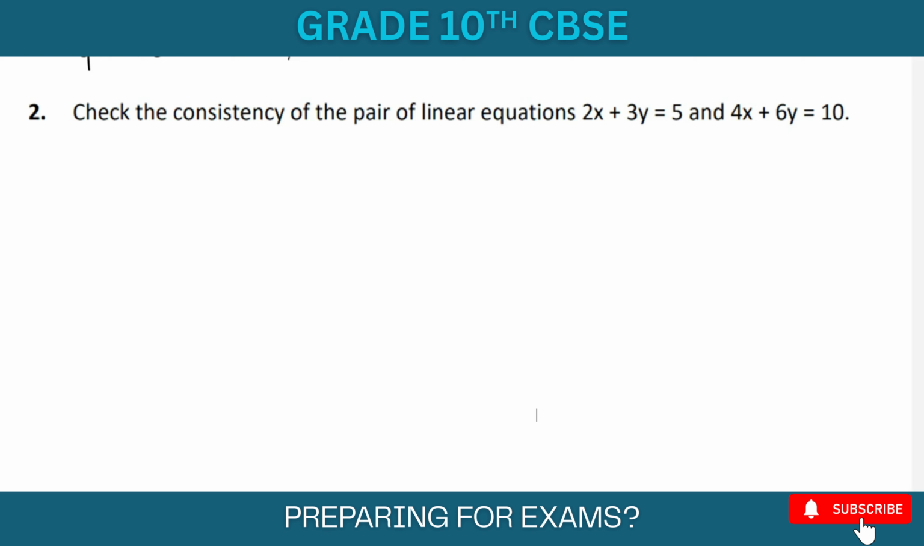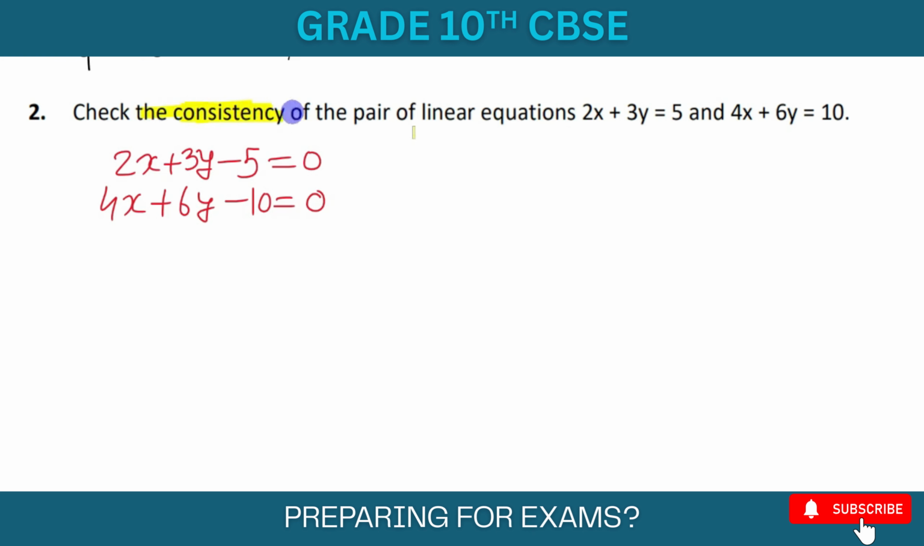See, now the second question. Check the consistency of this pair of linear equations. The first equation: 2x plus 3y minus 5 equal to 0. The second equation, written in standard form: 4x plus 6y minus 10 equal to 0. What they're asking, check the consistency, means you have to tell whether the system is consistent or not.